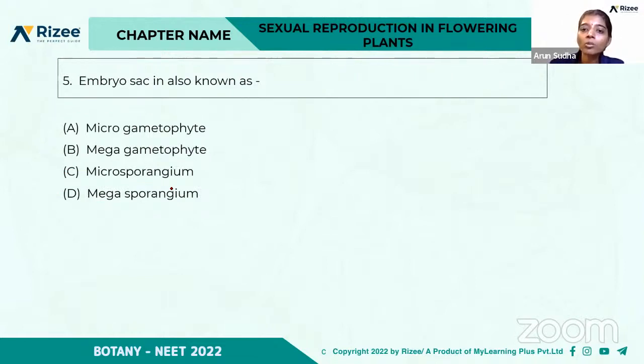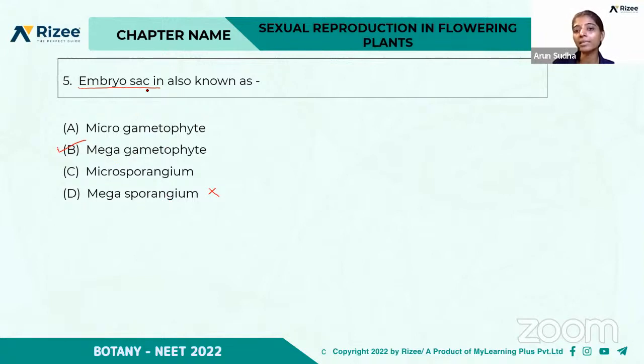The embryo sac is also known as microgametophyte, megagametophyte, microsporangium, or megasporangium. Which is the correct answer? It is asked, embryo sac is also known as. I think it is not D, because megasporangium is also called the ovule. So it is not the D option. The correct option is B. Actually, it is a megagametophyte. Megasporangium is ovule. Ovule is also called megasporangium.